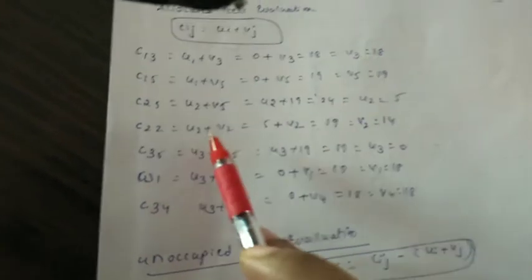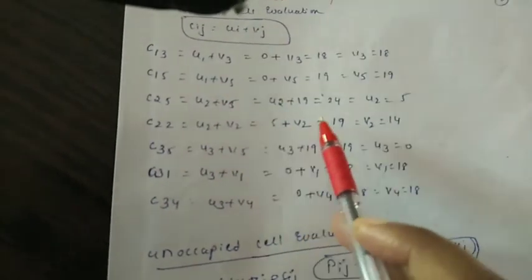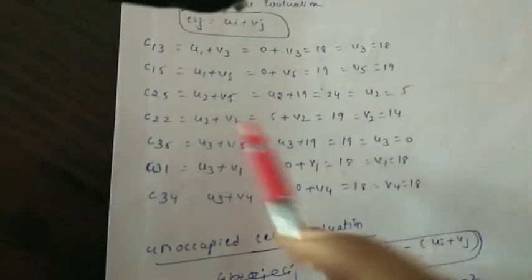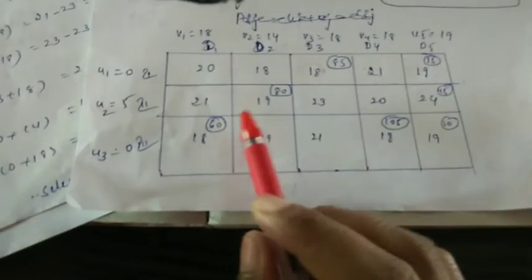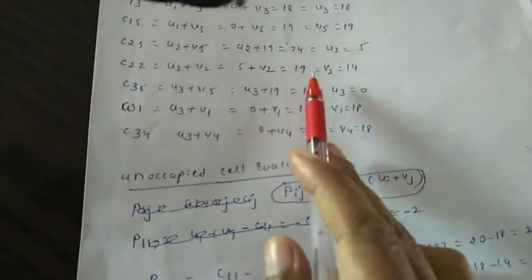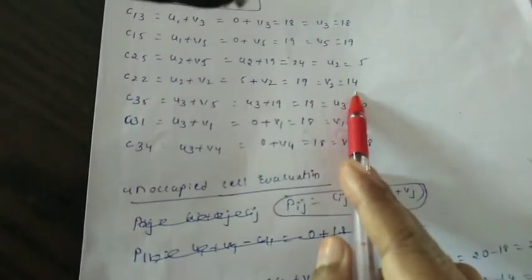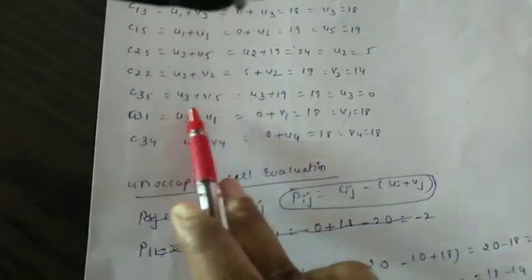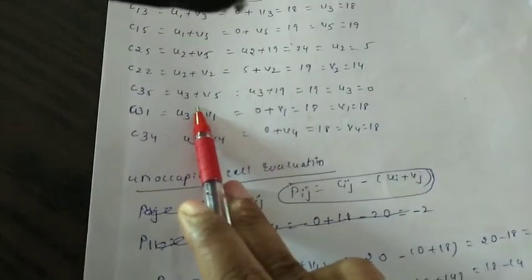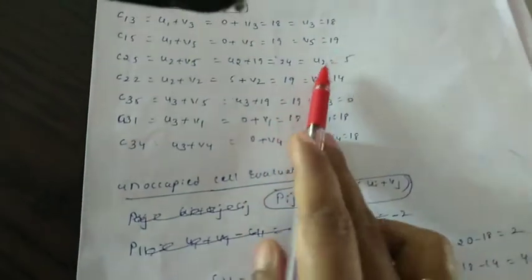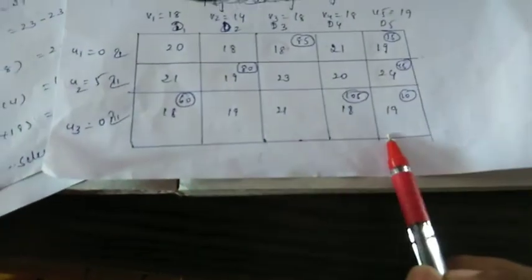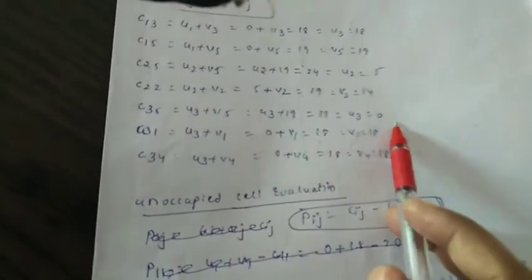Next, C22: u2 plus v2. u2 is 5, and 5 plus v2 is equal to C22. Second row, second column, so the cost value is 19. Put the value 19 and we get v2 is equal to 14. And next, C35: u3 plus v5, where u3 we don't know and v5 is 19, and C35 in the third row, fifth column is 19. Putting the value, u3 is equal to 0.